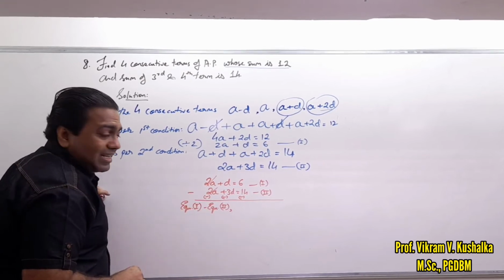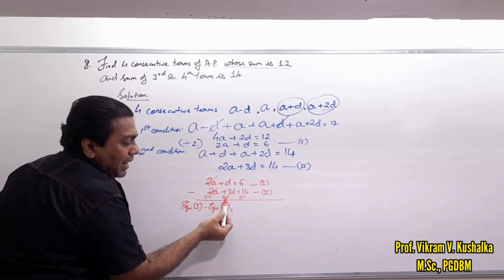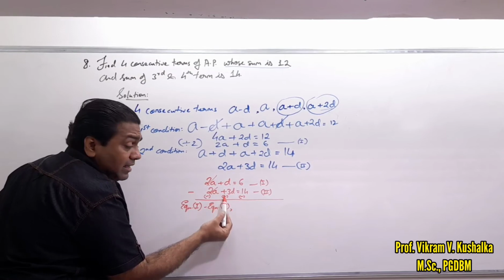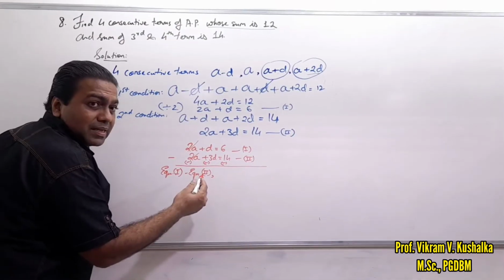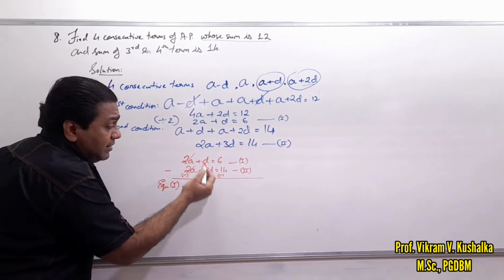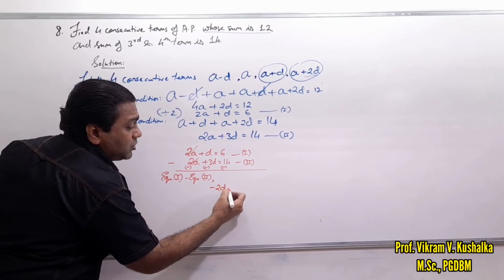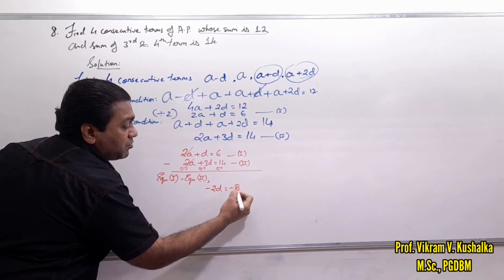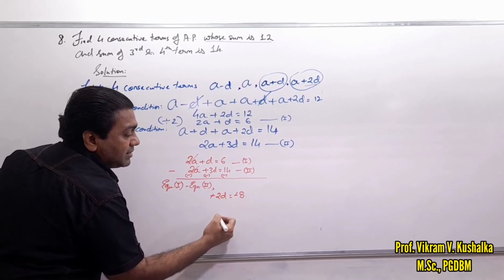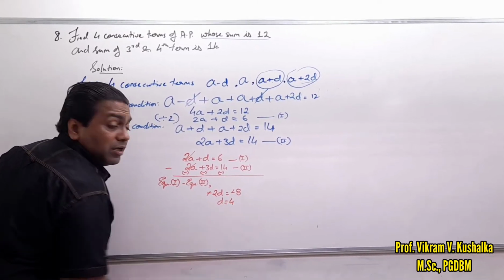What do we cancel out? 2a and 2a gets cancelled. I am left with d minus 3d. This is plus d, and I am going to consider this sign because we are subtracting. So d minus 3d is equal to minus 2d equals 6 minus 14 will give you how much? Minus 8. Minus and minus gets cancelled. You get d is equal to 4.